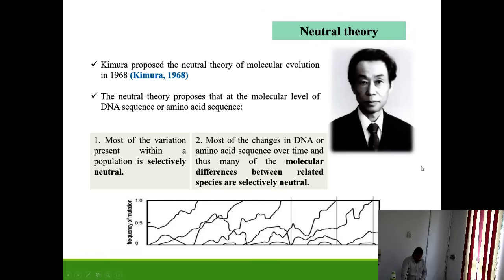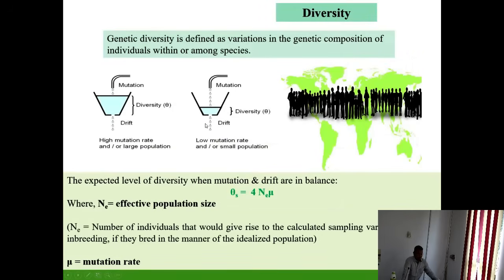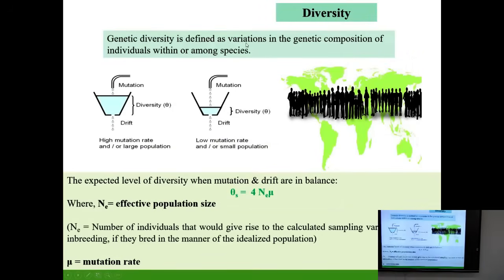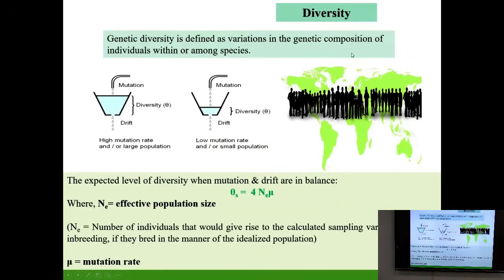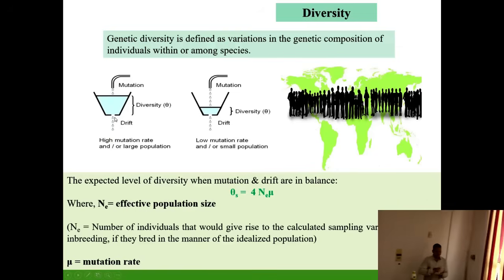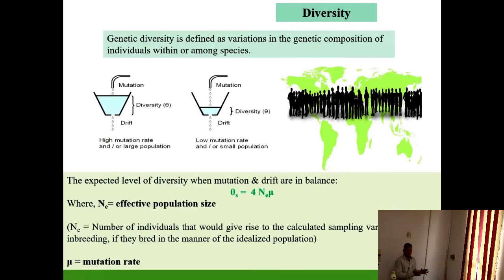Now, after that, if you see in this picture, genetic diversity is defined as variations in the genetic composition of individuals within or among species. Now, a mutation, as I have already told you, introduces genetic variation into the population. Whereas random drift always has a tendency to either fix the allele or to lose the allele. So it removes that genetic variation from the population. And there it creates a diversity inside the population. This is the population, and here you will find the diversity.